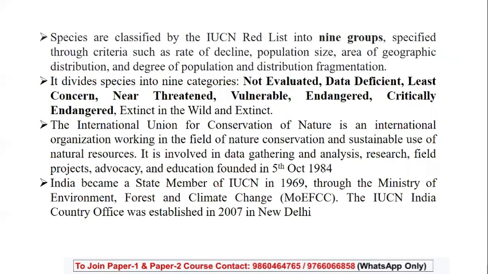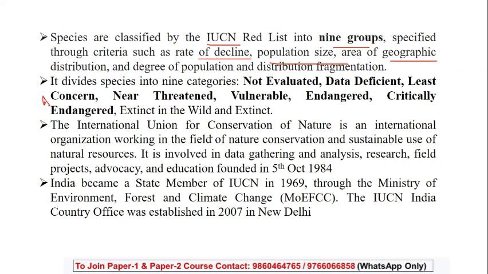Coming to the species classified in the IUCN Red List, there are 9 groups. What are they? They are based on the rate of decline, population, geographical distribution, and you also call them the degree of population or distribution fragmentation. These are divided into the 9 categories, which are highlighted for your benefit.